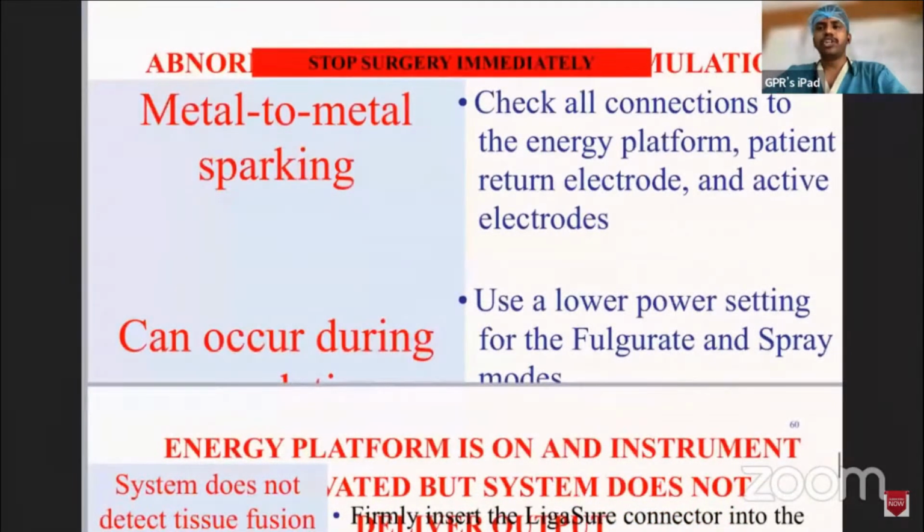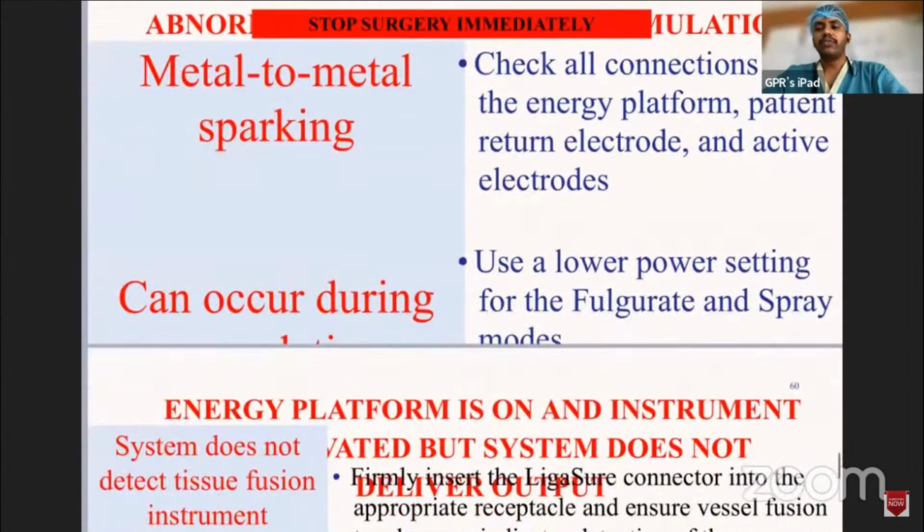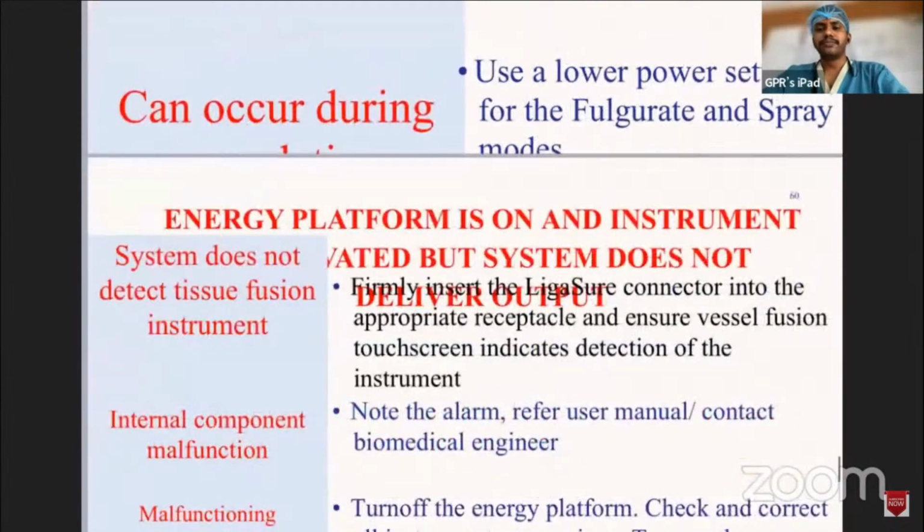If abnormal stimulation of the tissue is noted, stop the surgery immediately. Metal-to-metal sparking can happen. If such is noted, we have to check all the connections of the energy platform, the patient's return electrode, and the active electrode. This energy dissipation can happen at any low power setting, whether in fulguration or in spray mode.